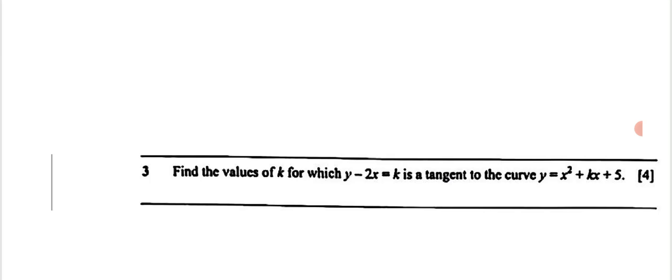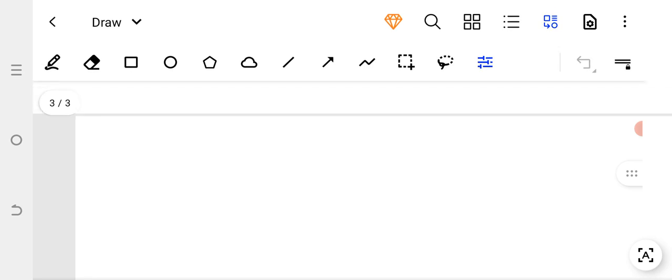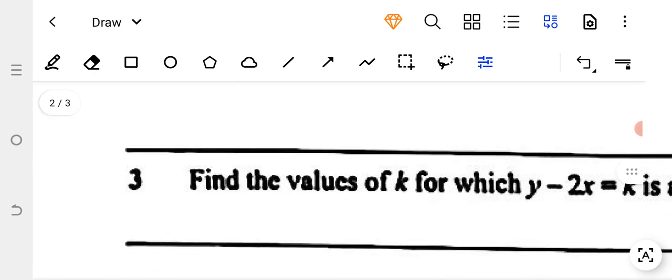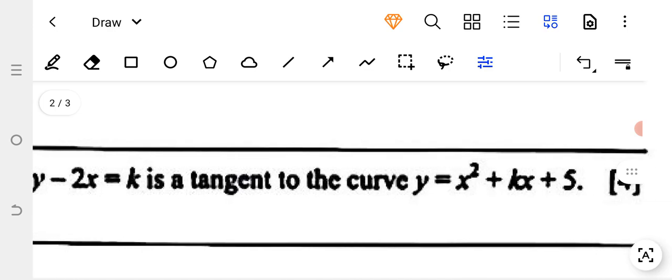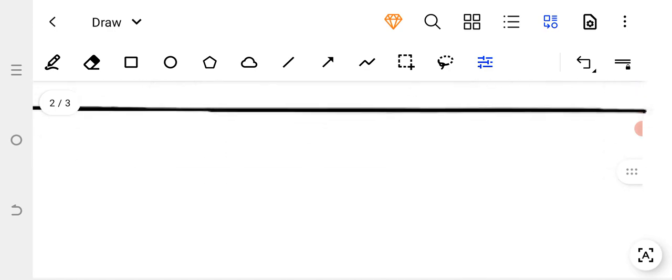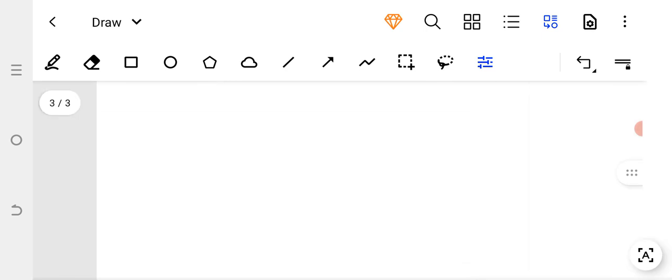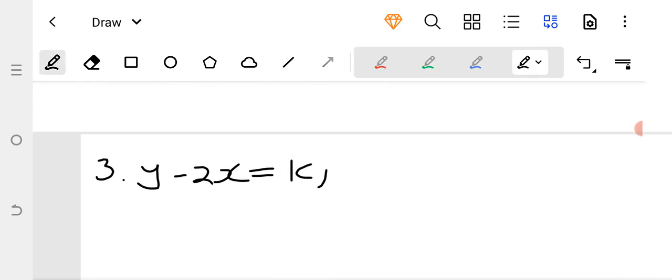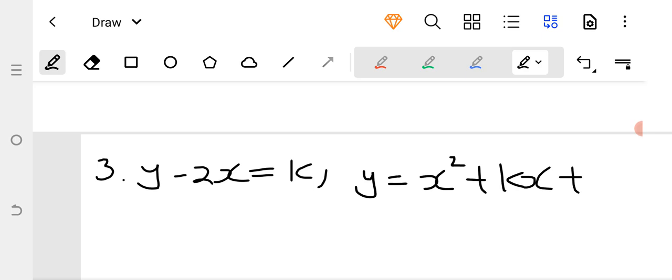So we have y minus 2x is equal to k as our first equation of interest right over here. So we are going to say number 3, y minus 2x is equal to k, and then the other one is y is equal to x squared plus kx plus 5.